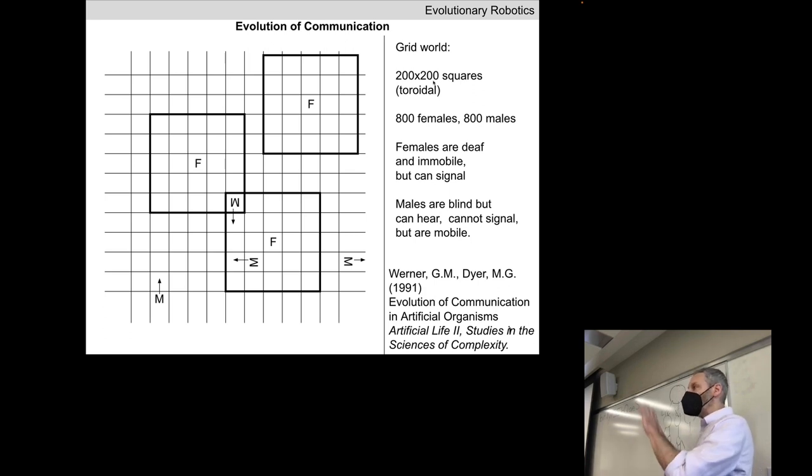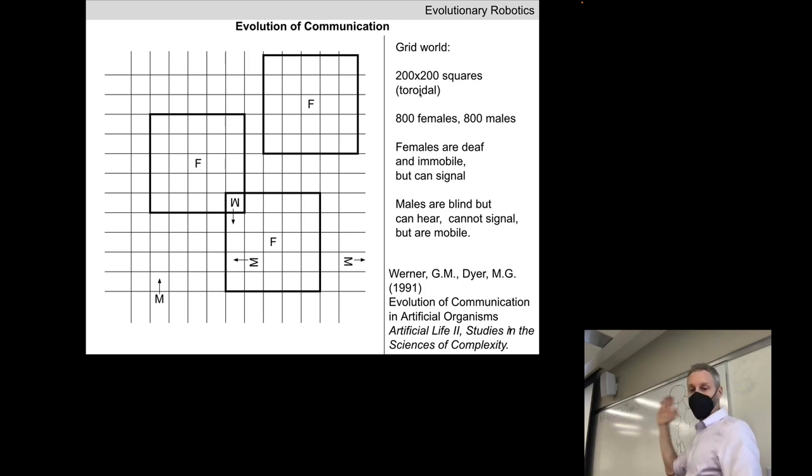We again have a toroid, we have a donut, but we don't have continuous positions. We don't have an individual at x equals 3.2 and y equals 14.7. We have a grid world. Imagine we have a sheet of grid paper where it's a 200 by 200 grid. We take that grid, we connect the two long edges, we bend that tube, and we touch those two circles together. So we have a total of 40,000 squares.